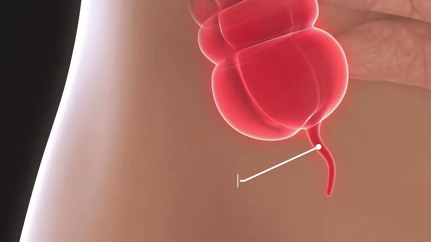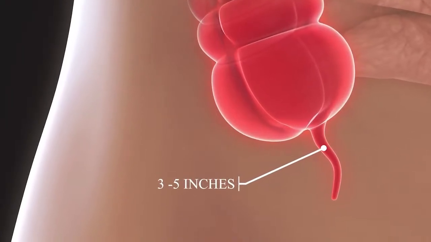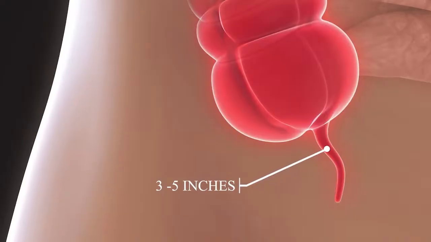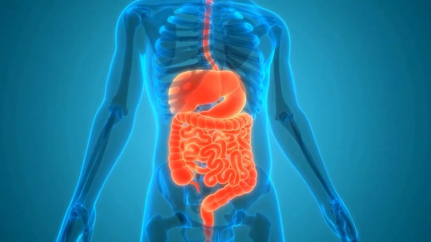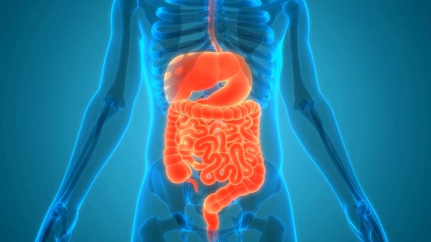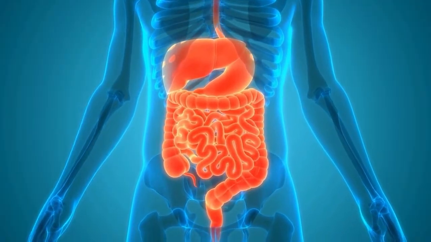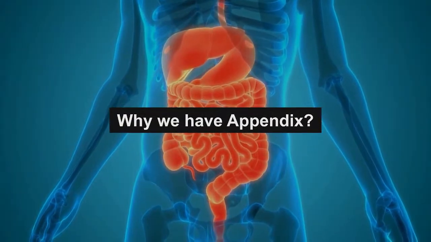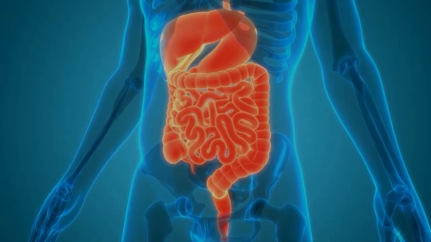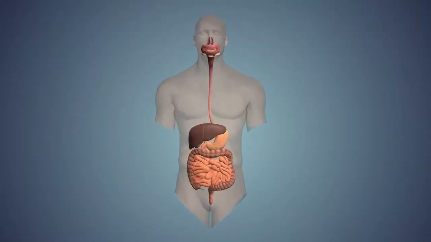It is usually 3 to 5 inches long. Even though it's tiny and doesn't play a big role in digestion like the stomach or small intestine, its structure and position tell us a lot about its past and maybe even its purpose today. Why do we have an appendix? To understand why we have an appendix, we need to go back to our evolutionary history.